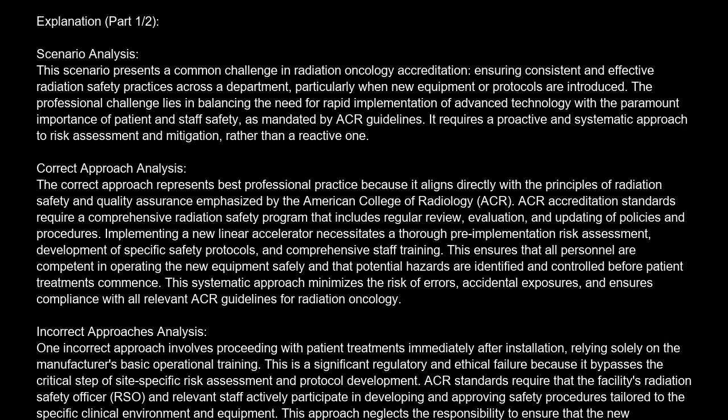The correct answer is B. Conduct a thorough, site-specific risk assessment and develop updated safety protocols and comprehensive staff training programs prior to the first patient treatment on the new unit.